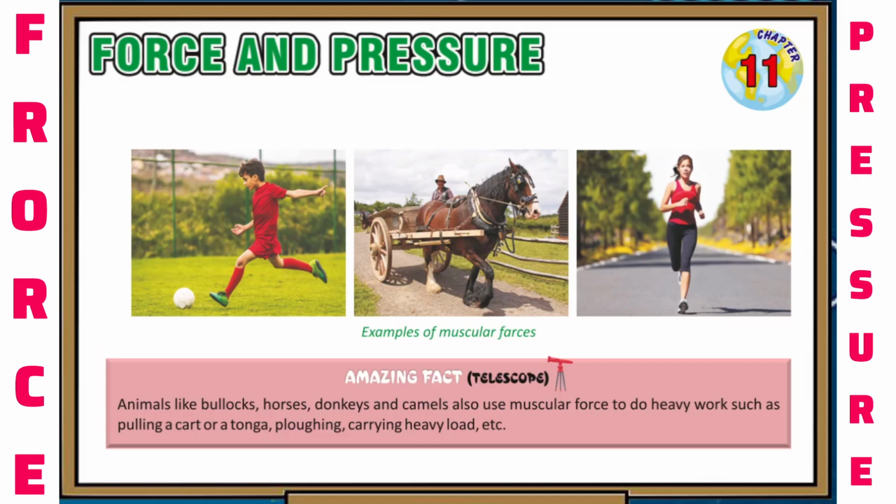So now let's see the amazing fact. What is it? Animals like bullocks, horses, donkeys and camels also use muscular force to do heavy work such as pulling a cart or a tonga, ploughing, carrying heavy load, etc.